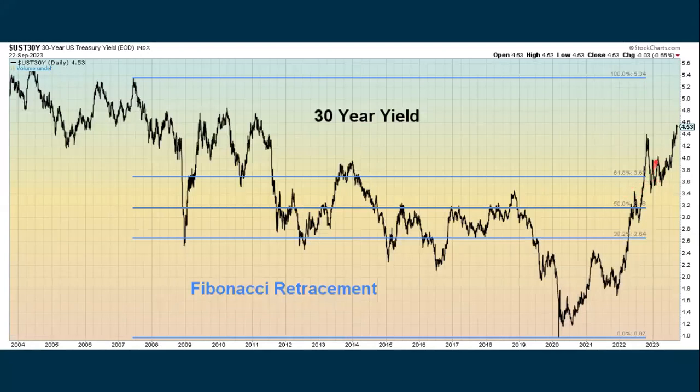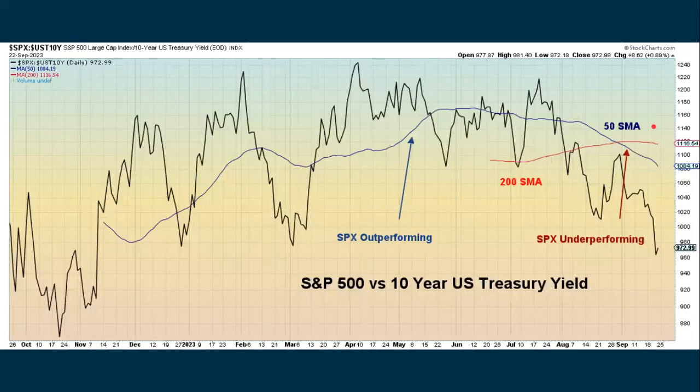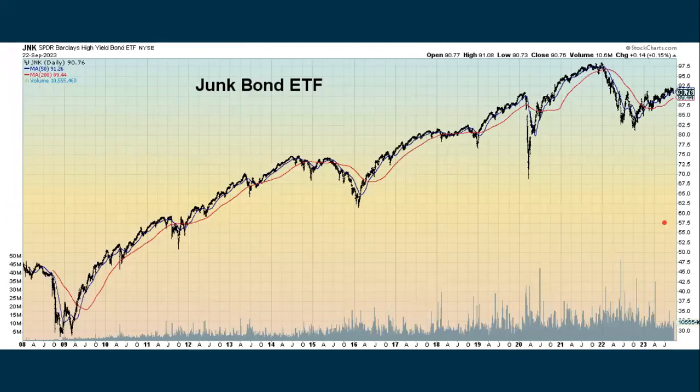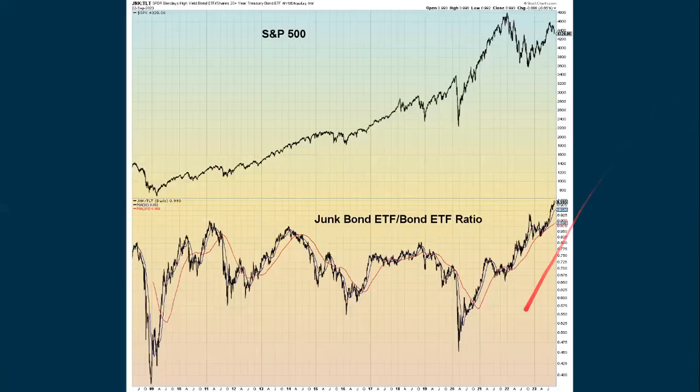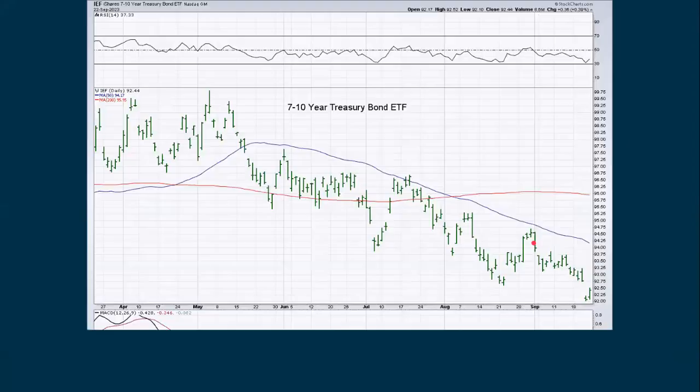We look at the 30-year yield. We're still above the 61.8% retracement level and going up overall with the yield. And then we look at the performance of the S&P 500 and compare it with interest rates for the 10-year, where we have crossed back below, showing that stocks are now underperforming the rise in interest rates. We look at the junk bond ETF, which continues to be in an uptrend. Then we compare that with government bonds, showing that junk bonds are really outperforming.